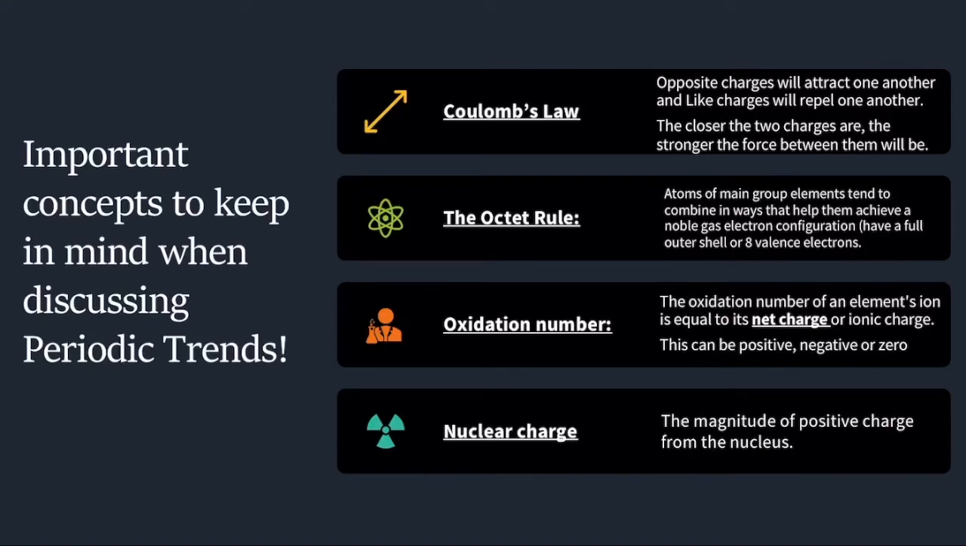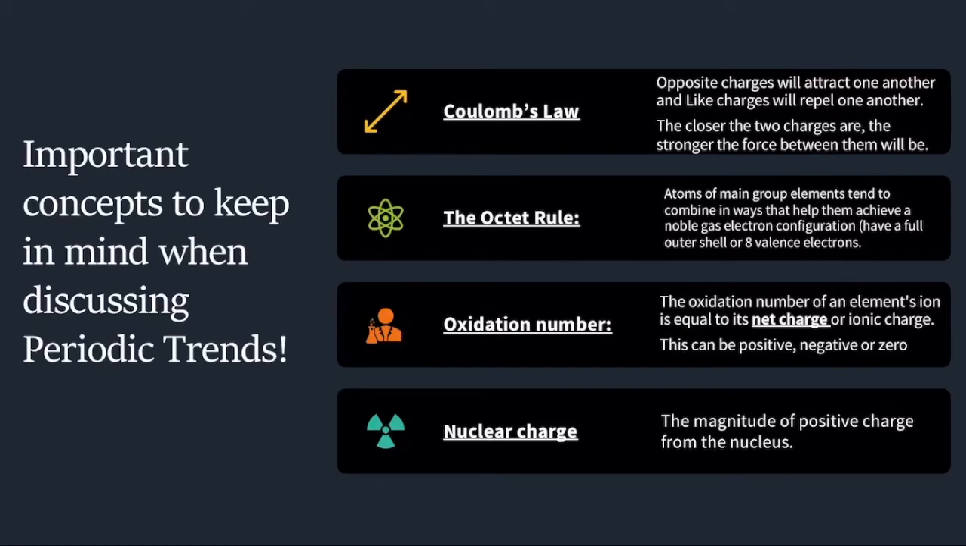The next thing that we need to know is the octet rule. This is something that you have probably heard a little bit about in middle school science class. Basically, it says that atoms of main group elements tend to combine in ways that help them achieve a noble gas electron configuration, or in other words, they want to have a full outer shell of 8 valence electrons. That's a stable configuration for them, so that's another idea we need to keep in mind.